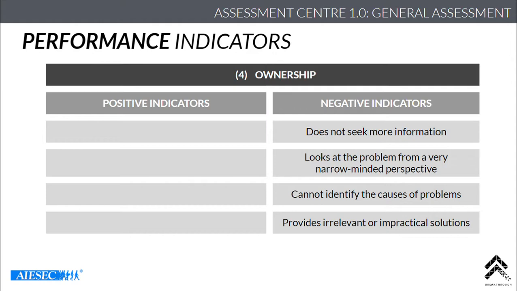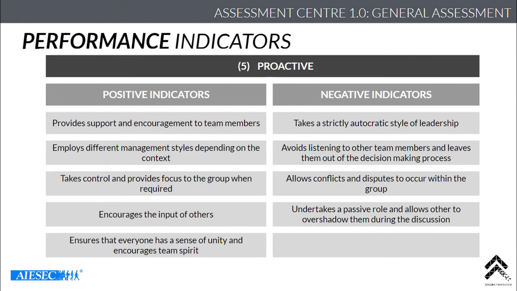also proactive. As you can see here, the performance indicator is the indicator that shows the positive side of how we define proactive. Then there is the negative indicator, which is the opposite of the performance indicator. So as an assessor, you can choose from these. These are the things that you need to observe from the candidate throughout the process.